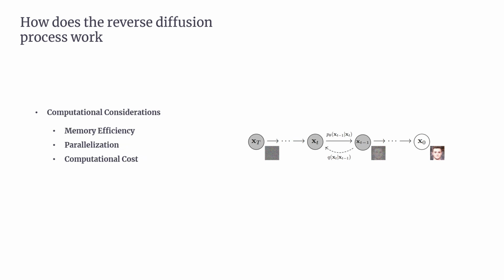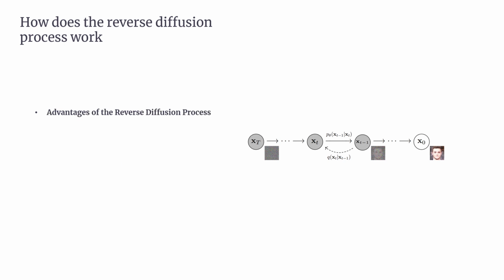Third, computational considerations. 1. Memory efficiency. The reverse diffusion process is memory efficient since it only needs to store the current sample and the model parameters. 2. Parallelization. While the reverse process is generally sequential, one step depends on the next. Methods like DDIM allow for some parallelization, which helps with efficiency. 3. Computational cost. The process can still be quite computationally expensive, especially when generating high-resolution outputs or running through many diffusion steps.